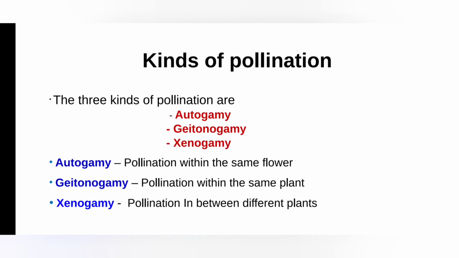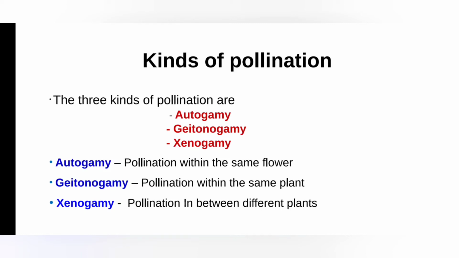Then geitonogamy: pollination within the same plant, not within the same flower. This takes place in the plant which consists of two kinds of flowers. One is staminate and another one is pistillate. What is meant by a staminate flower? It contains only stamens. What is meant by a pistillate flower? It contains only pistils. So in a single flower, we cannot have both reproductive organs. In this case, pollination takes place from a staminate flower to a pistillate flower of the same plant, not the same flower. This is termed as geitonogamy.